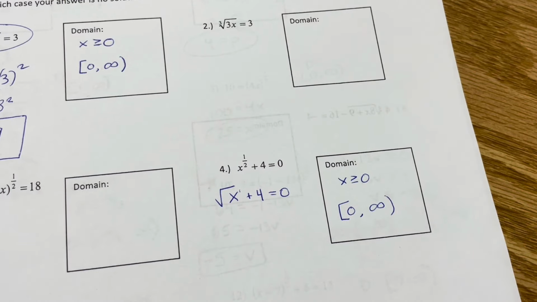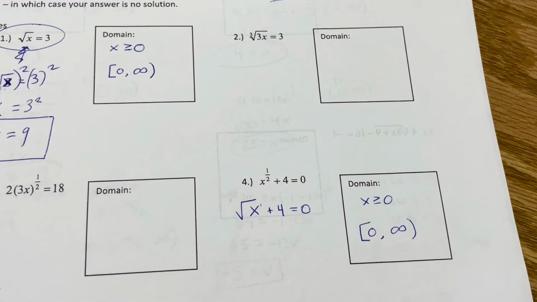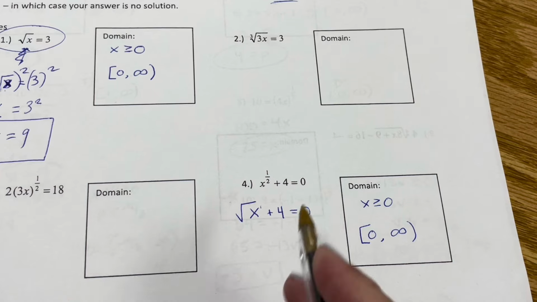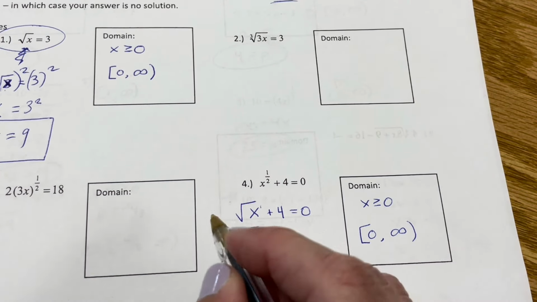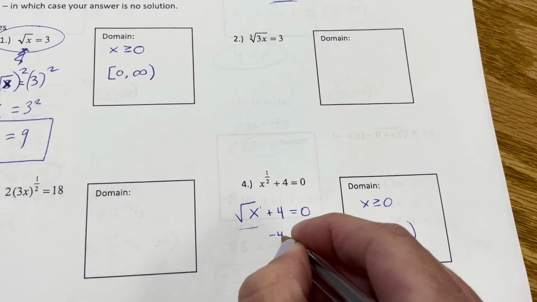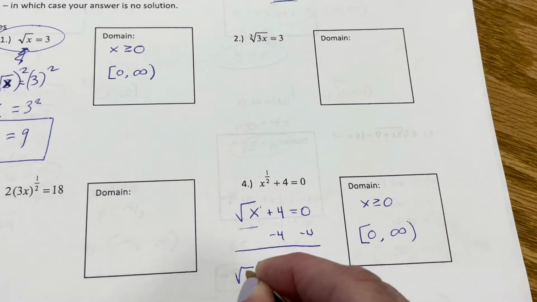That's my domain. Now let's go solve it. Step 2 said isolate the square root. So that means this has to be alone on one side of the equation before I can square both sides. So I'm going to subtract 4 from both sides.